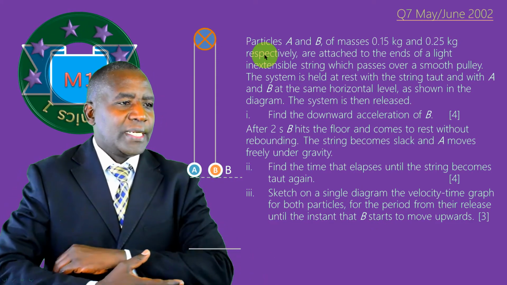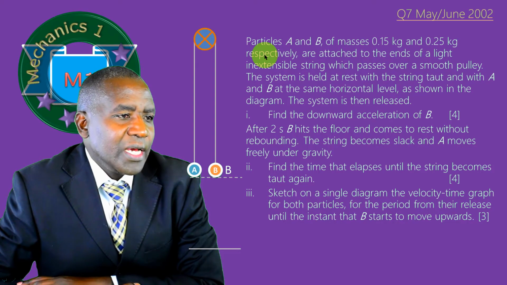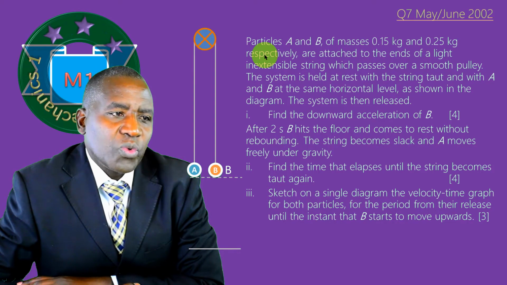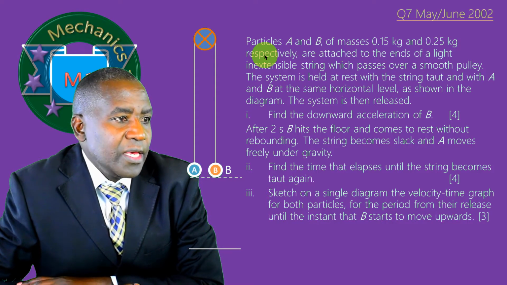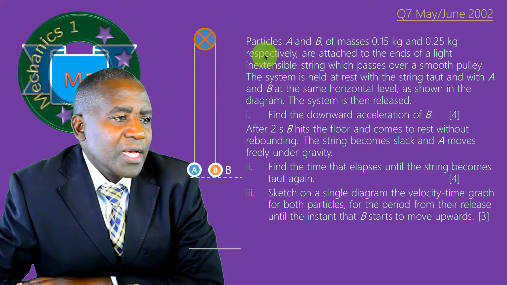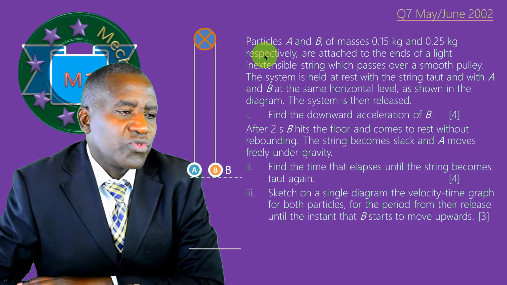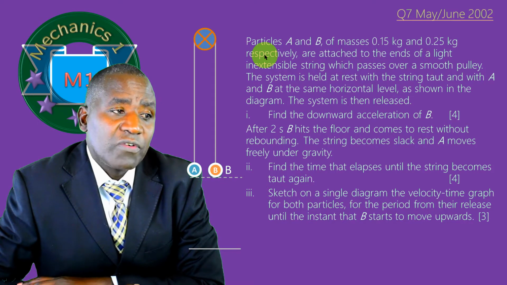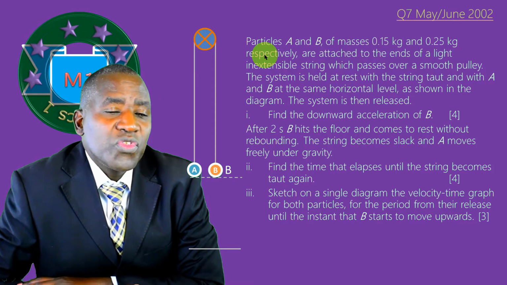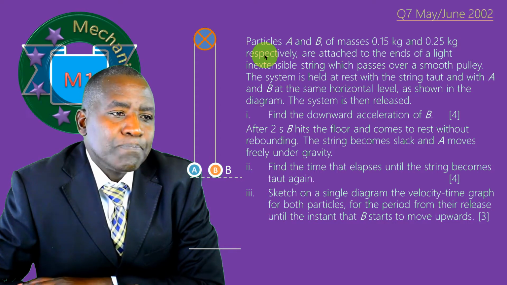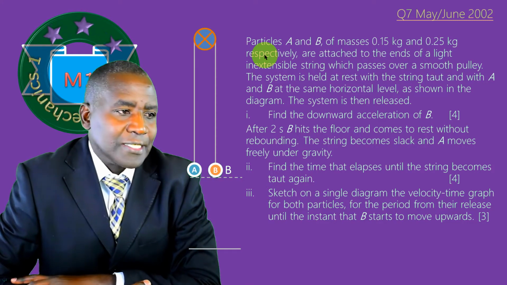We are in question number 7, where we are given particles A and B of mass, say 0.15 kg and 0.25 kg respectively. That is, A has got the smaller mass, B has got the bigger mass, and they are attached to the ends of a light inextensible string. I've already explained the meaning of inextensible string in question 1, which passes over a smooth pulley. The mention of the word smooth means that there is no friction force, there is no resistance.